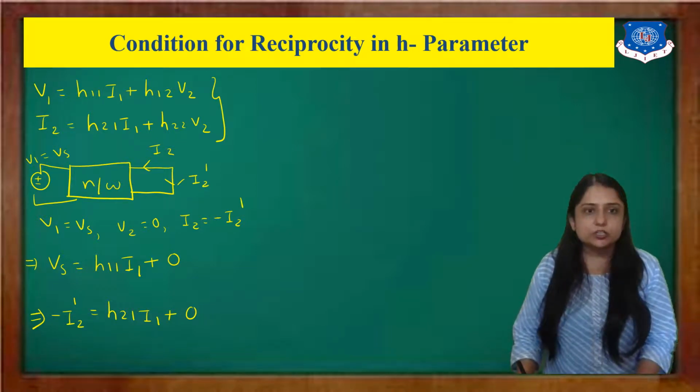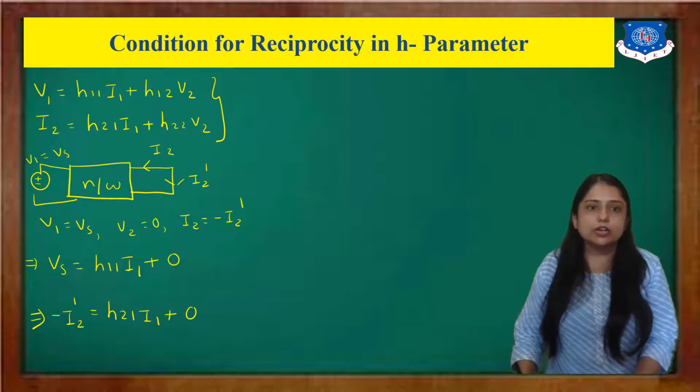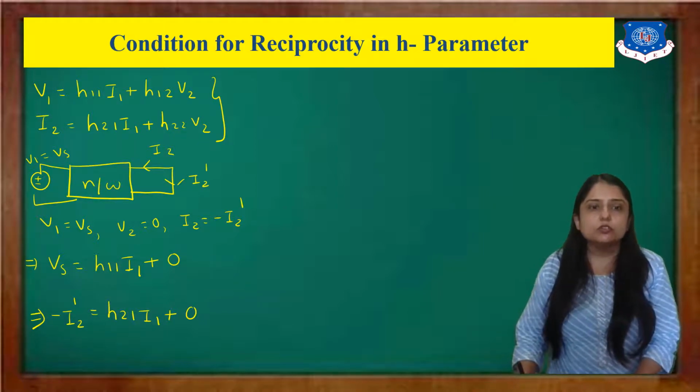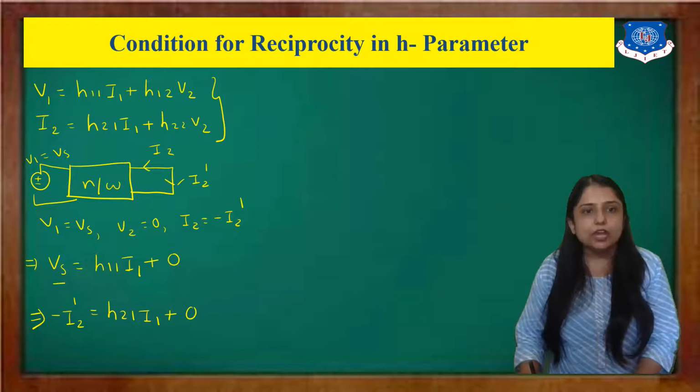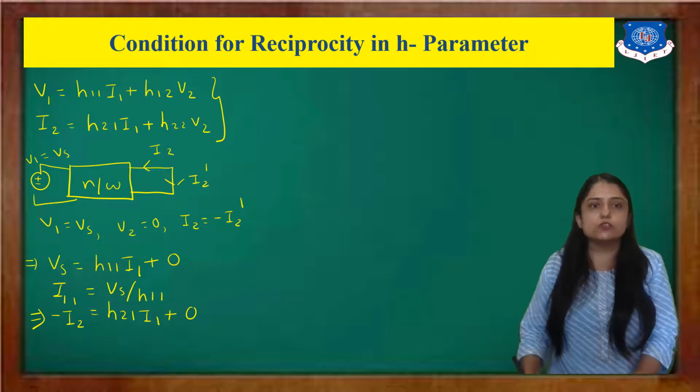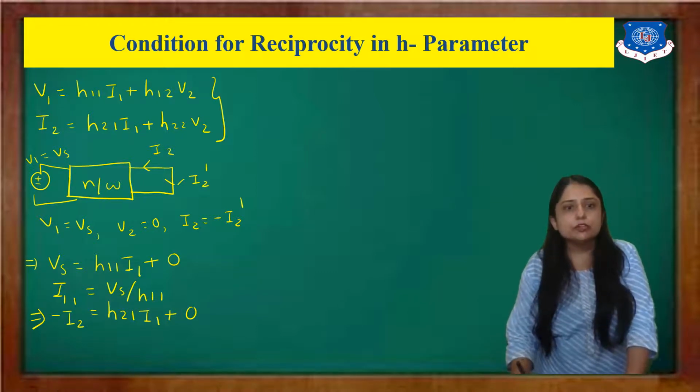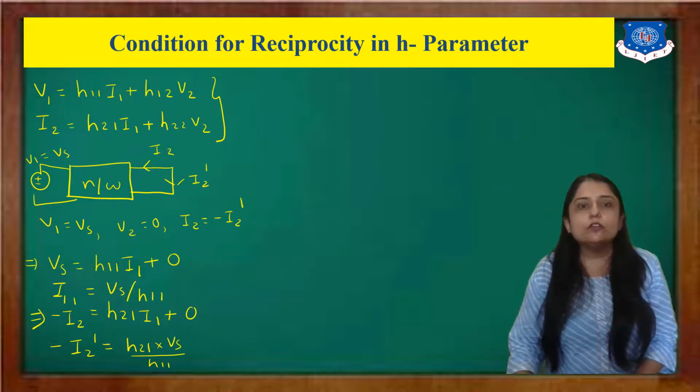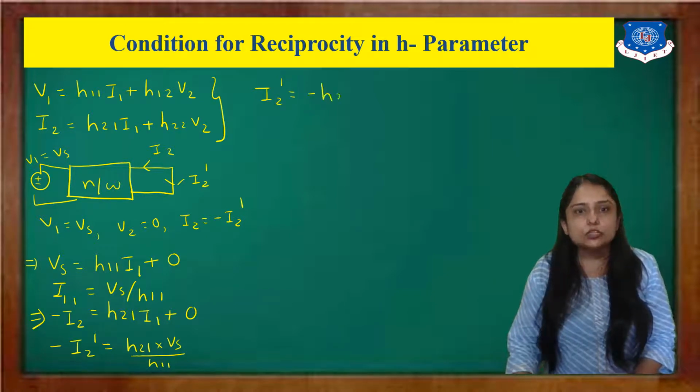See here I2 dash is here. Here H21, that is alright, but I don't want I1. So what I'll do, I just find out the value of I1 from this equation, that is Vs divided by H11. Now you just substitute here. So minus I2 dash equal to H21 Vs upon H11. So the value of I2 dash will become minus H21 into Vs upon H11. This is the value of I2 dash.